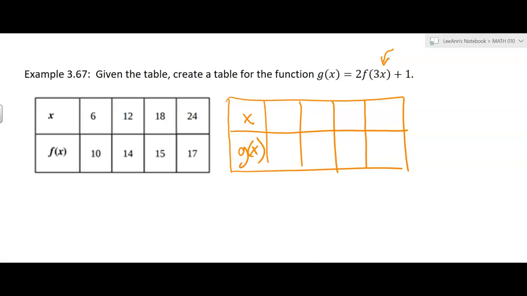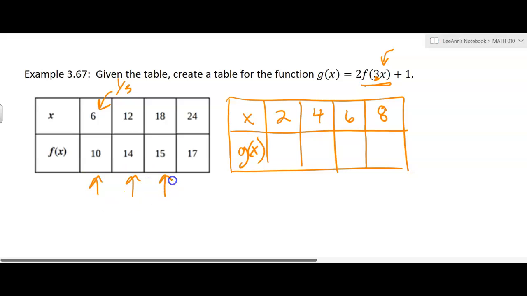Well, because of this 3, that means all of these have to be multiplied by 1/3, or divided by 3. So this is going to be a 2, a 4, a 6, and an 8. Okay. Now, that says what's going to happen to the inputs. Then you're going to take f of 3 times those numbers, 3 times 2, 3 times 4, 3 times 6, 3 times 8, and you're going to get these outputs, right?